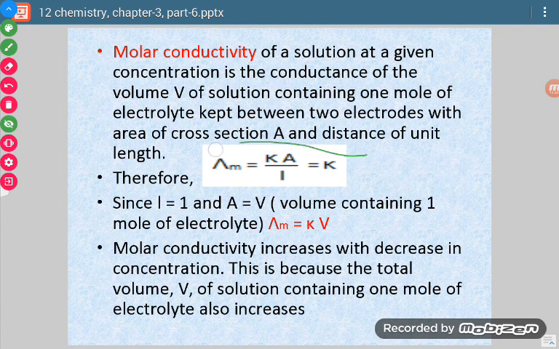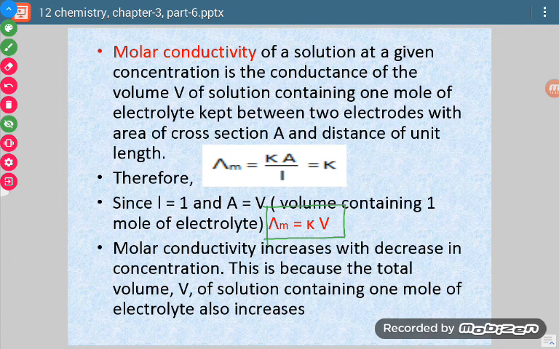So from this equation, if the L value is 1 and A tells us about the volume V which contains 1 mole of electrolyte, our formula will become lambda m is equal to kappa into V. Now from this formula we can see the difference between variation of conductivity and molar conductivity. Lambda m is proportional to V. And what is V? V is the volume which contains 1 mole of electrolyte.